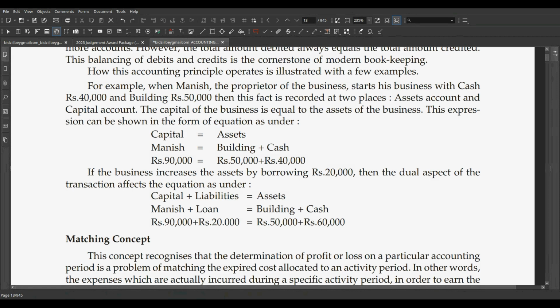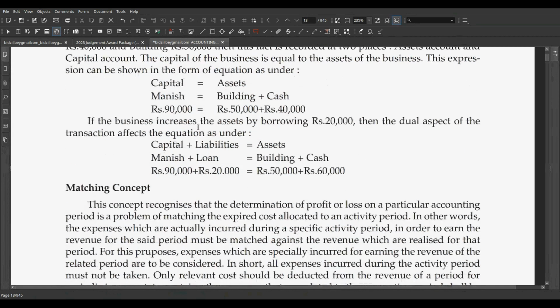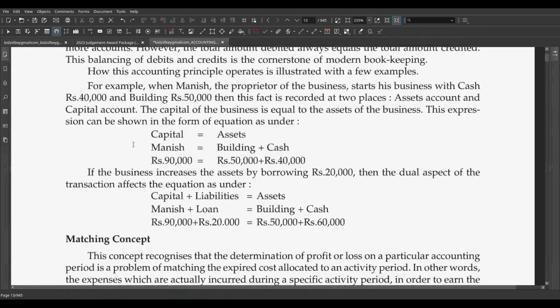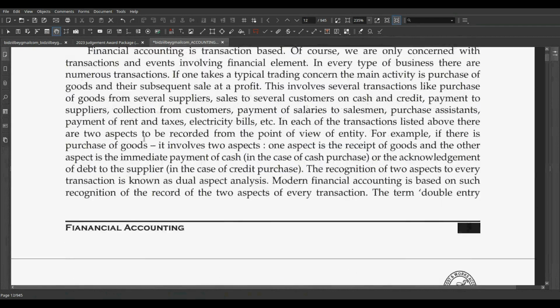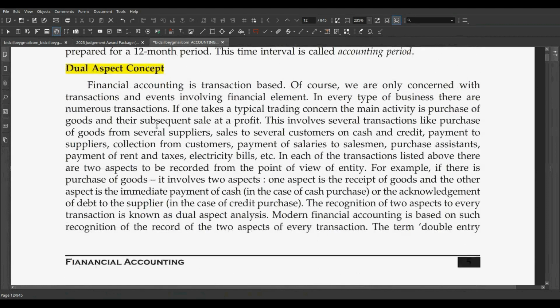Okay. All right. Let's go back to the forms. You now see where you can use value in two different places at the same time. The concept that we were discussing was called the dual aspect concept.